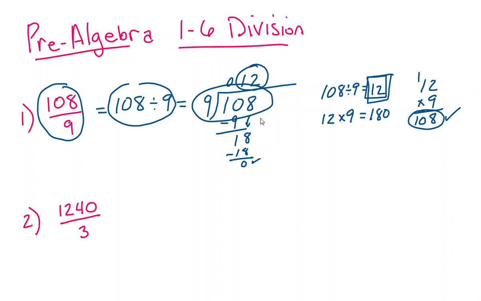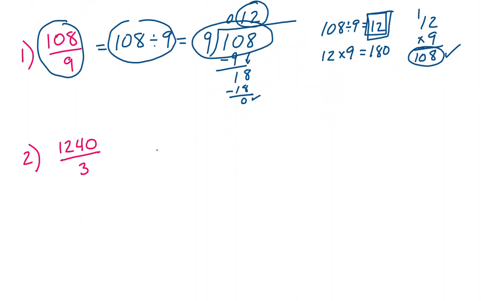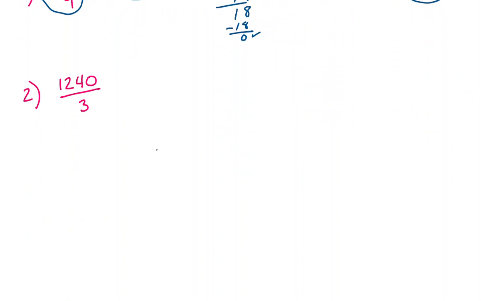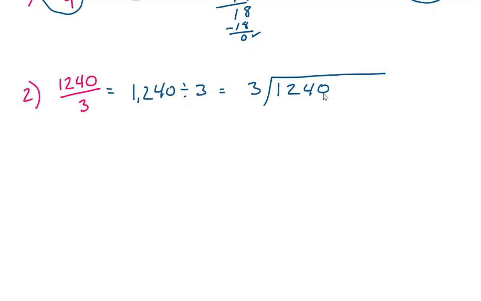Okay, now, that's great, but let's do one more. Not because I think you need to see more easy problems, but maybe because this one is slightly more difficult. So 1,240 divided by 3, that's the same thing as 1,240 divided by 3, which is the same as 3 into 1,240. Okay, so 3 goes into 1 0 times. We can just put a dash there if we want to. 3 goes into 12 4 times.